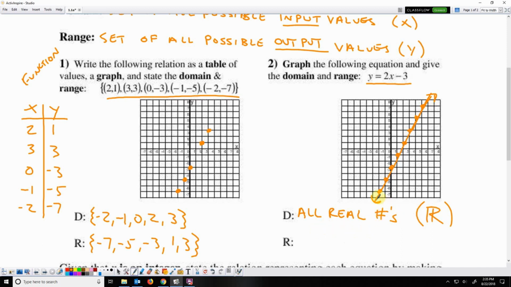So then the range is up and down. It's the y values. As it goes up, it's going to go up forever. It's going to go down forever. It's not going to skip any y values along the way. So the range is also all real numbers.